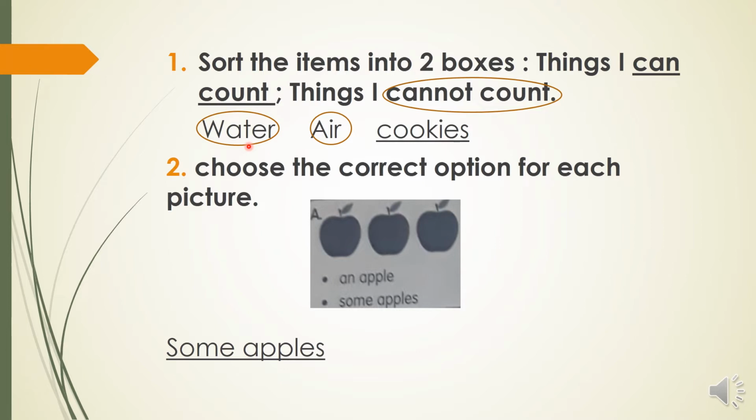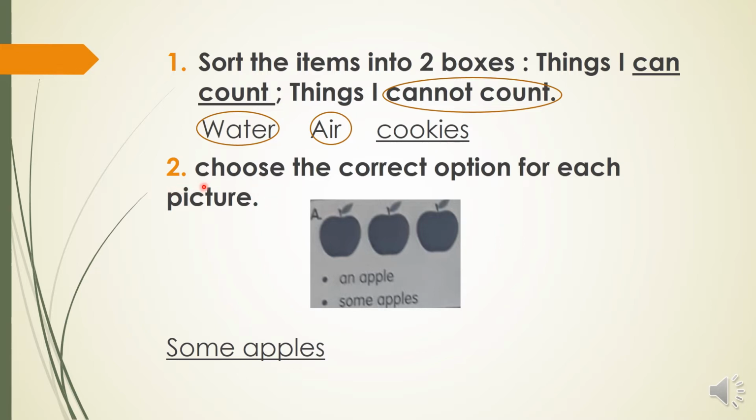Water can be counted? No, it cannot be counted. Yes. So circle it. And the second word, air. Air cannot be counted. Yes. So circle it. Moving on to the third word, cookies. Cookies can be counted. Yes. So underline it. Likewise, do the remaining words.